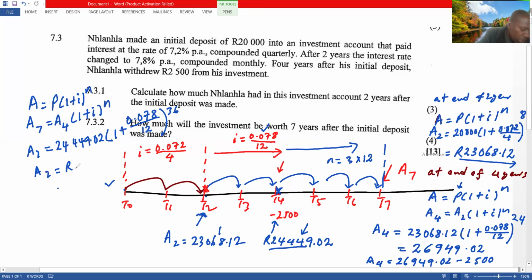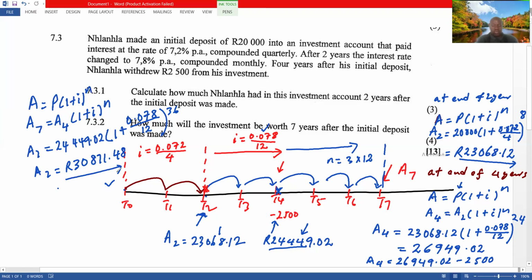24,449.02 into 1 plus 0.078 divided by 12 to the exponent of 36. So his investment will be worth 30,871 rand and 48 cents, if I'm not mistaken. So this will be his investment at the end of 7 years. You are going to find this typical type of question tomorrow when you are writing your examination.